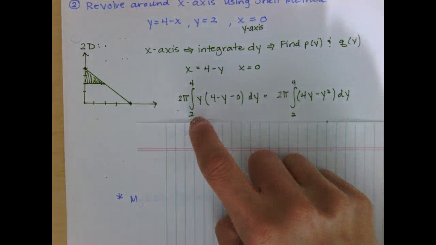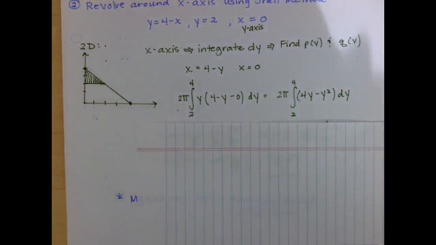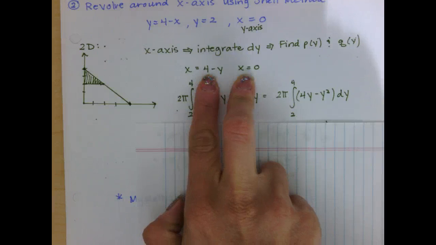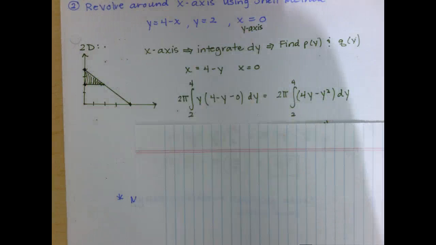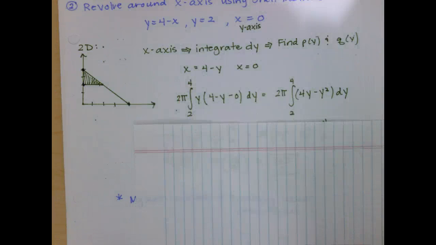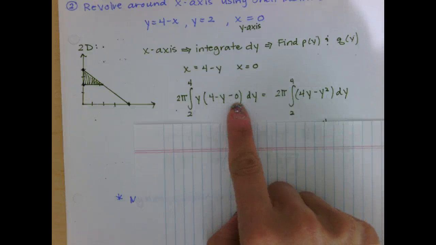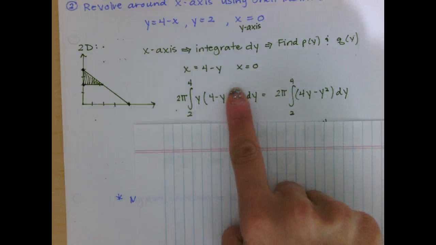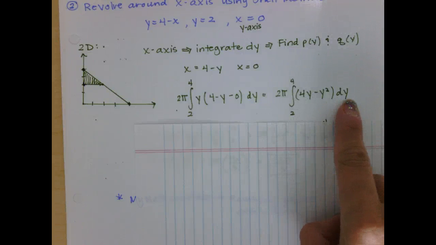And then 2 and 4 are the intersection points between these 2 lines. So you can see here at 2 and here at 4, that's where the line y equals 4 minus x intersects with the y-axis. So that's where I get those limits of integration from. In order to integrate 4 minus y minus 0, the minus 0 doesn't do anything, so that will go away. And then you'll also want to distribute your y. So we get 4y minus y squared. And don't forget, this is with respect to y.